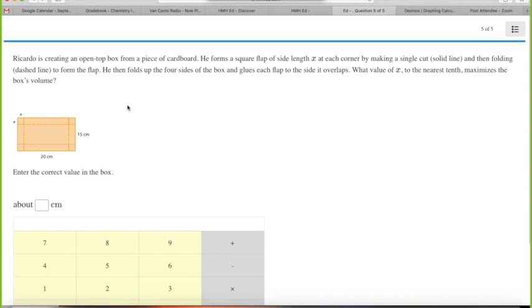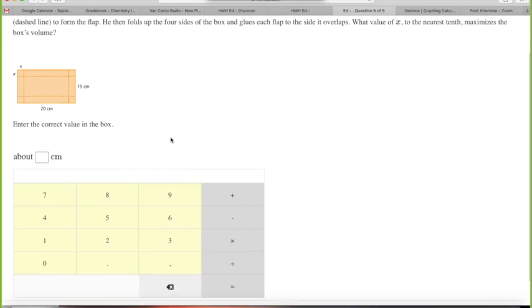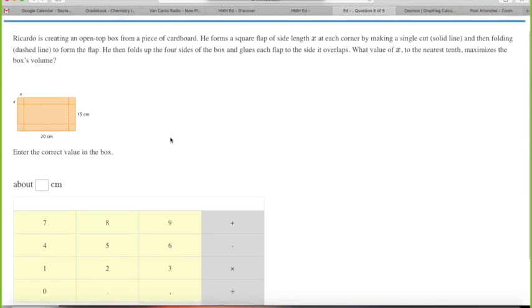So we did this one in one of our tasks. First step, what is our volume equation, since that's what we're going to try to maximize. For a box, our volume equals length times width times height. So then in this situation, our length is that value right there, which is going to be 20 minus 2x. So length equals 20 minus 2x.